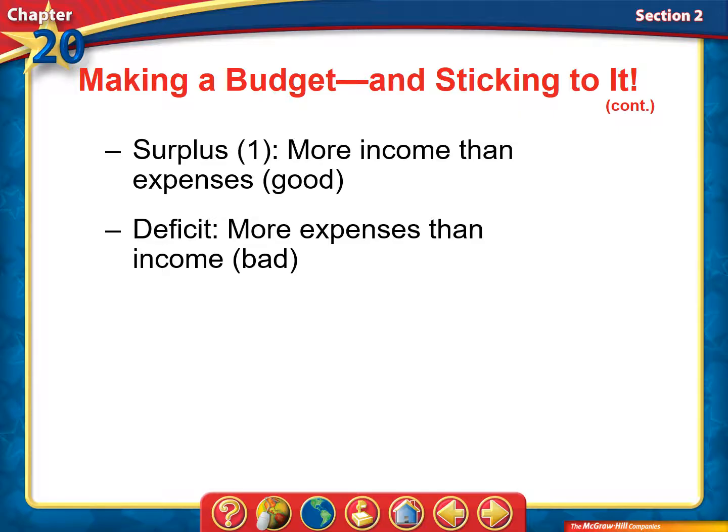Unfortunately, I've certainly been in the situation of having a deficit. Like when we were first married, money was really tight, and she was still in grad school, and I still had a car payment. We were struggling to make ends meet, and so that's obviously bad.